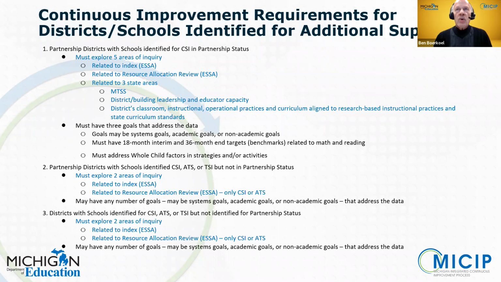You have to explore the resource allocation review. Those are federal requirements. And then you're also, as part of your areas of inquiry, expected to investigate three areas that the state asks you to investigate.